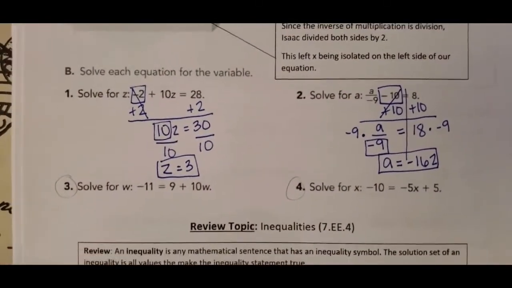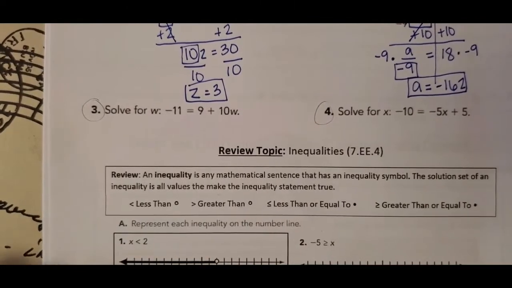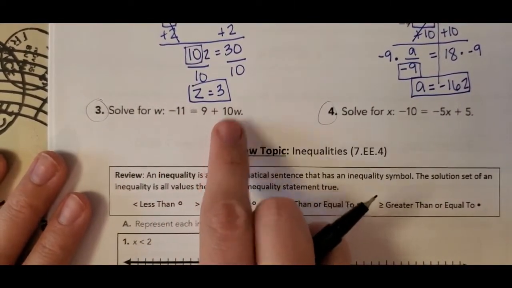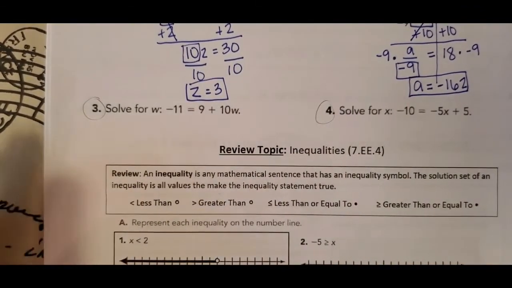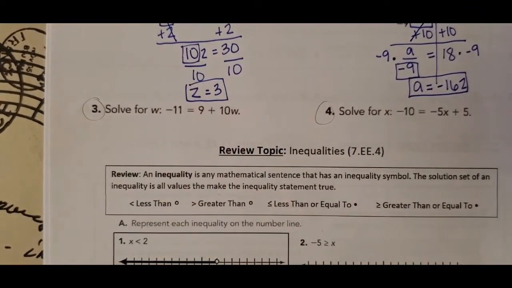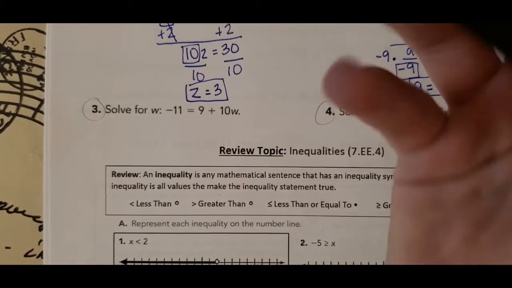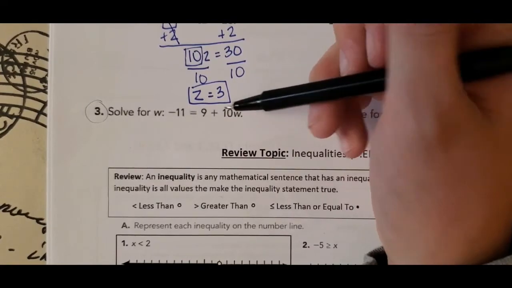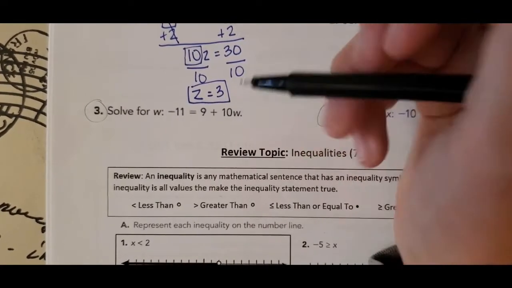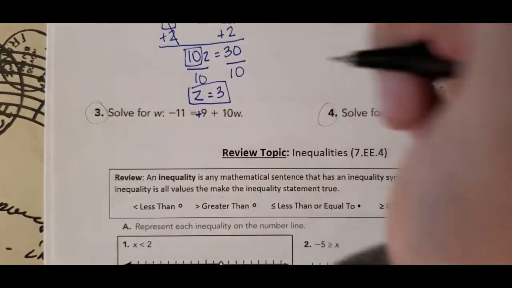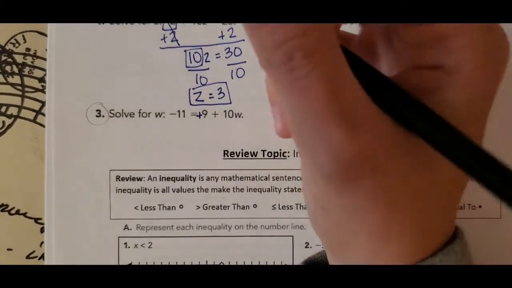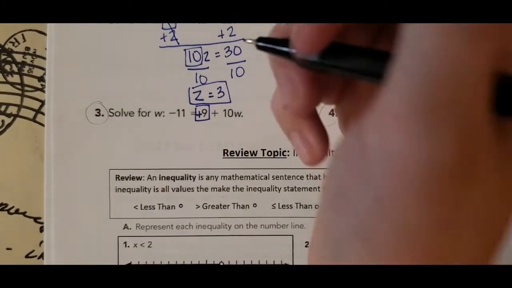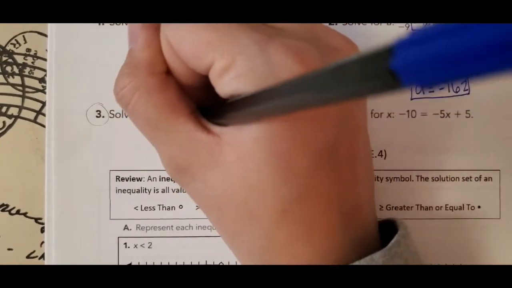Looking at number 3. So number 3, we have the answer on the left side instead of the right, but it's the same steps. So I'm going to have -11 equals 9 plus 10w. Now this plus sign does not go with the 9. The plus sign goes with 10w. But we know that 9 is a plus or a positive, because if it was a negative, there would be a negative sign in front of it. So this is adding 9. So the opposite of add 9 is to subtract 9 from both sides.